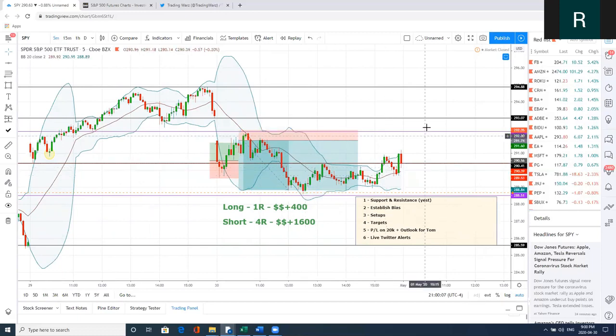Okay, guys? So again, the PNL on 20K, 1 R for the longs, 4 R for the shorts. That's risking 1 to 2% of a $20,000 account. You can be making 400 on your long, 1600 on your short. And look, guys, we're up. We're positive on the week.